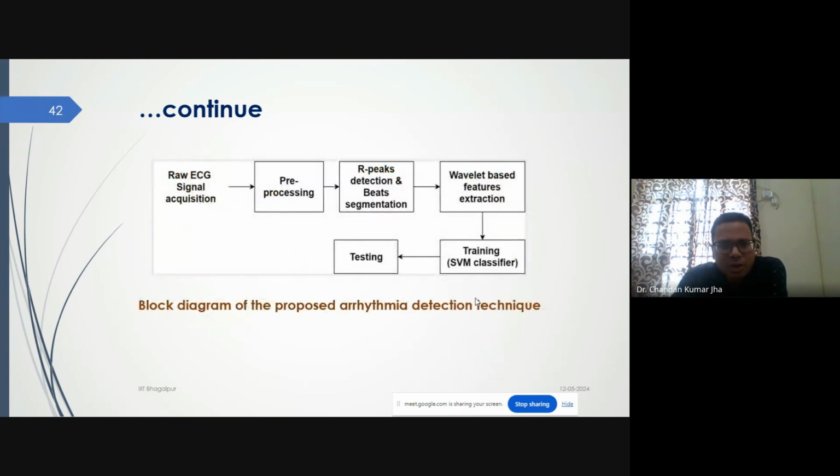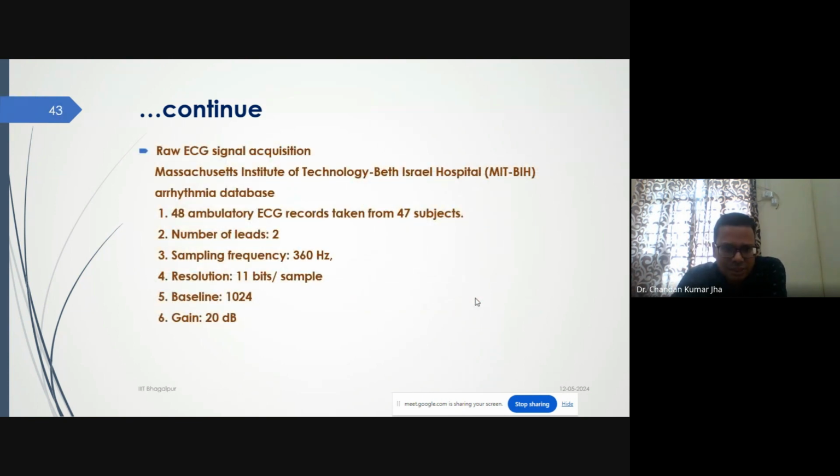Okay, so this is the block diagram, and for the ECG signal acquisition, the MIT-BIH arrhythmia database has been used, which is publicly available, and it is based on Beth Israel Hospital and MIT, Massachusetts Institute of Technology. So this database was developed with the collaboration of MIT and Beth Israel Hospital. With the collaboration of these two institutions, this database was developed. It includes 48 ambulatory ECG records acquired from 47 subjects.